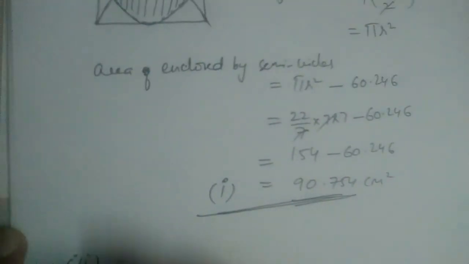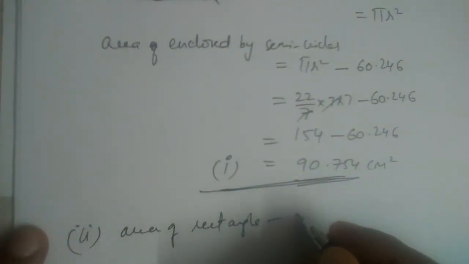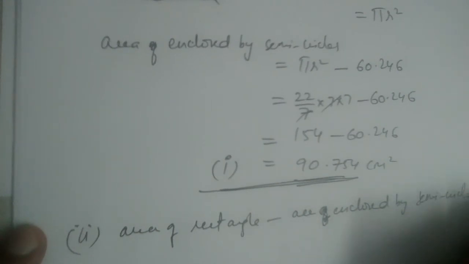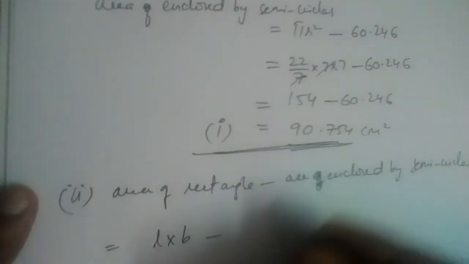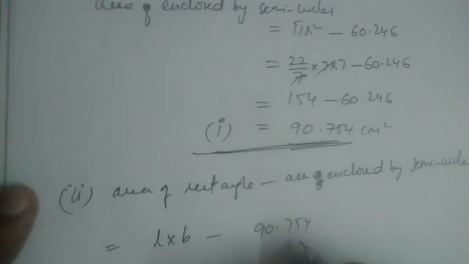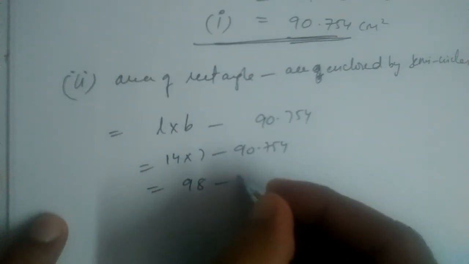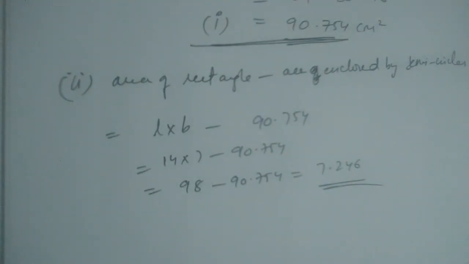So the second part will be the area of the rectangle minus the area enclosed by semicircles. The area of a rectangle is L into B, minus the area enclosed by semicircles, which we just found, 90.754. What is the area of the rectangle? 14 into 7. So this is 14 into 7 minus 90.754. This will be 98 minus 90.754, equal to 7.246. This is the second answer, the second bit.